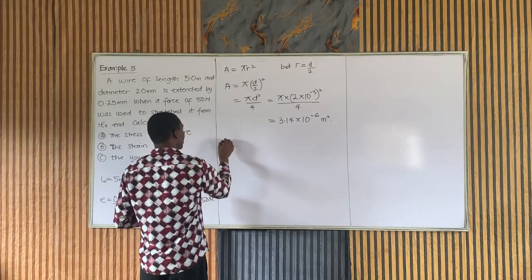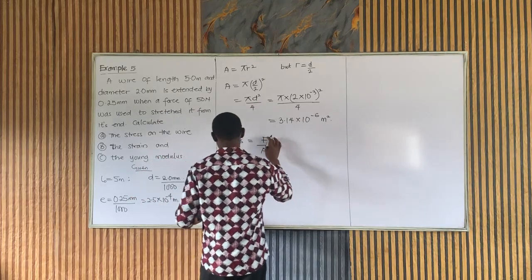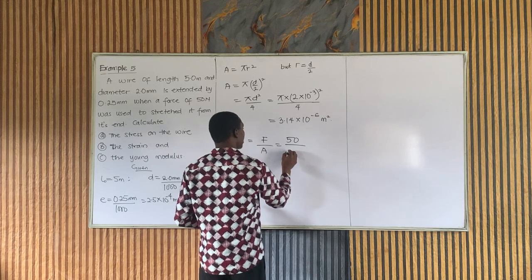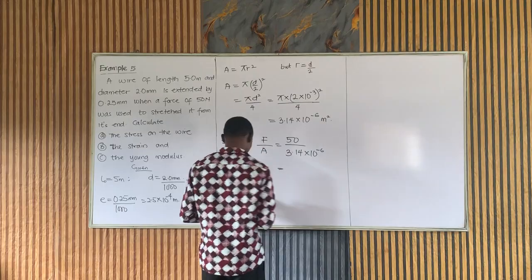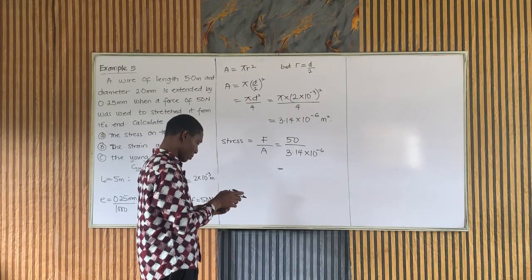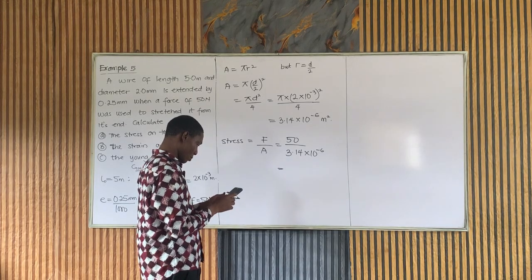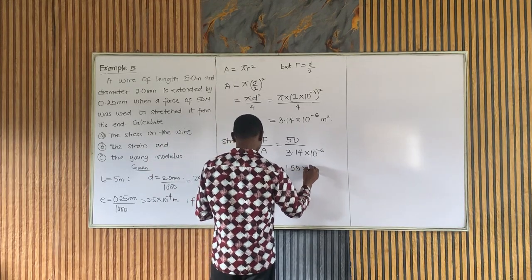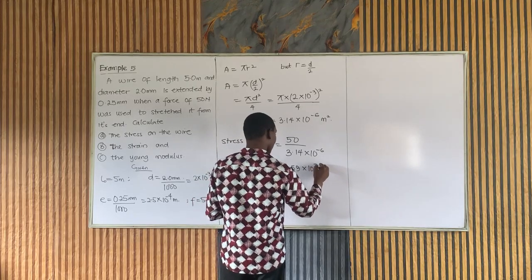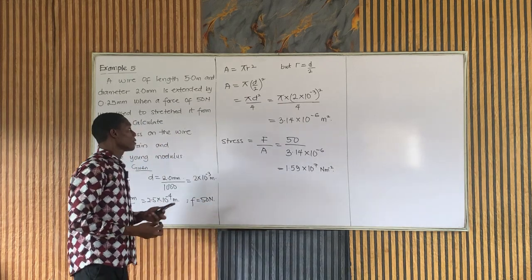Now, let's look for the stress. Stress is force over area. The force we are given as 50 Newton in the question, and the area is 3.14 times 10 raised to the power minus 6. This is given as 1.59 times 10 raised to the power 7 Newton per meter square. So this is the stress.